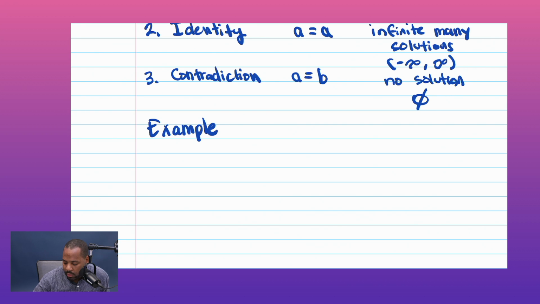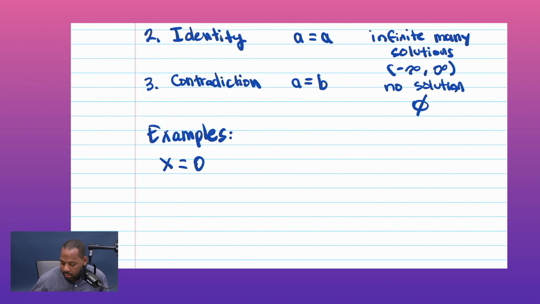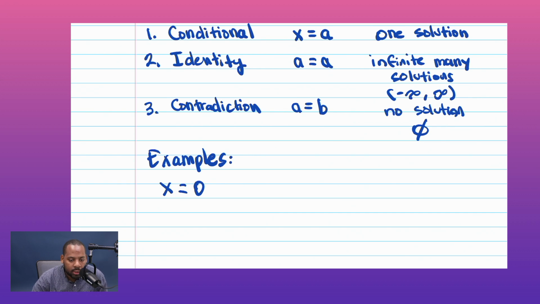Let's say I'm solving some problem, and I finish it up and I see that I have x is equal to 0. This is a type of problem that most people kind of mess up on. So is x equal to 0 conditional, identity, or a contradiction? Well, notice that I see x is equal to some number. What is my solution? 0. 0 is the solution. So this is a conditional equation. It has a solution. The solution is 0. So this is conditional. It has one solution. That solution is 0.